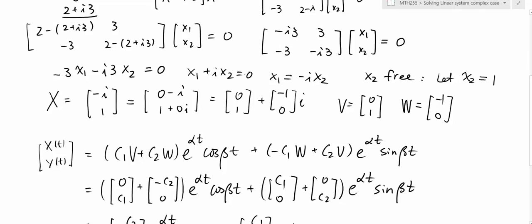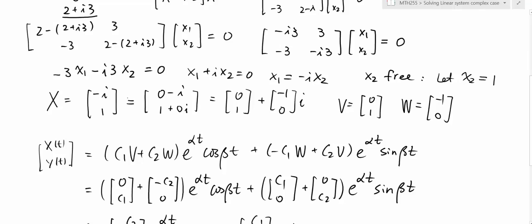We see that x2 is free, and then we solve x1 in terms of x2. So we have x1 is equal to -i x2. x2 is free, so we let x2 be 1. Then we have this eigenvector: x1 is -i and x2 is 1.